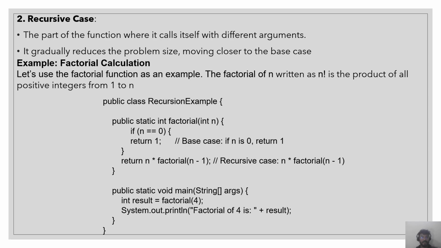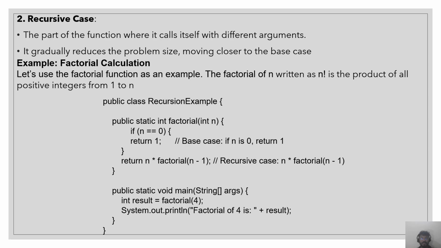For example, factorial calculation. Let's use the factorial function as an example. The factorial of n, written as n factorial, is the product of all positive integers from 1 to n. The code is below. It starts with a class named RecursionExample and it has the method public static int factorial, with int n inside the parentheses. If n is equal to 0, then it returns the value 1, or else it returns the formula n times factorial of n minus 1.